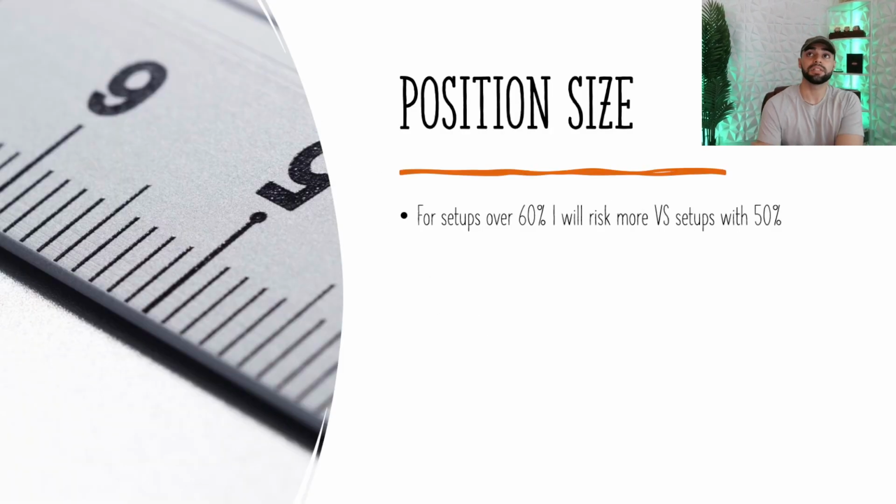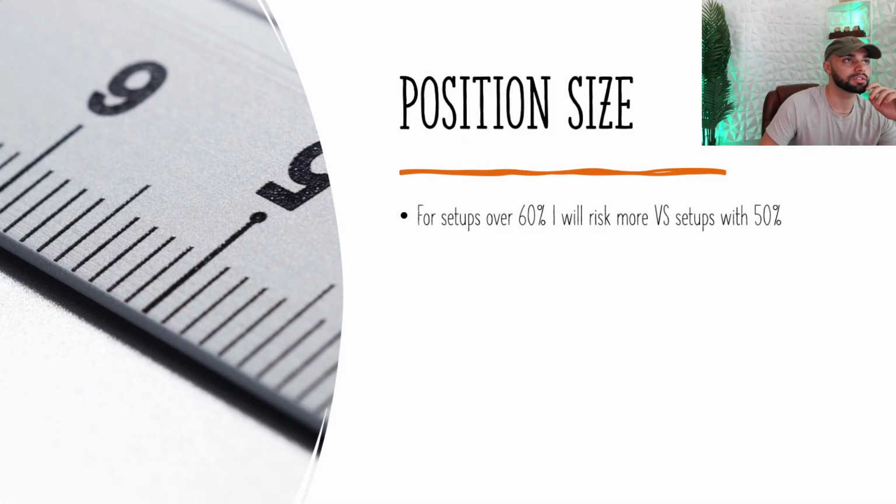So position size, for setups over 60%, I will risk more than setups at 50%. Just like blackjack, right? If you meet a player who gets kicked out of casinos because they make millions of dollars playing blackjack, you can count cards. When the count is in their favor, they bet more money. When the count is less in their favor, they bet less money. Same thing when it comes to trading for me. If I have a higher chance of winning, I'll put more money. If I have a lower chance of winning, I'll put less money. That's how I manage my size for most of my trades. For me, 50-60 is a big difference.